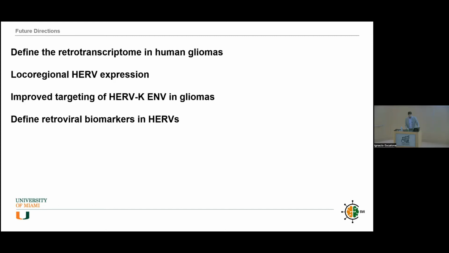We've also done a lot more work on HML6, and we've identified some different molecular activators for HML6 activation in gliomas as well, which I didn't want to bore you guys with, so I left it out. But we'll reach out with a talk later on about it.